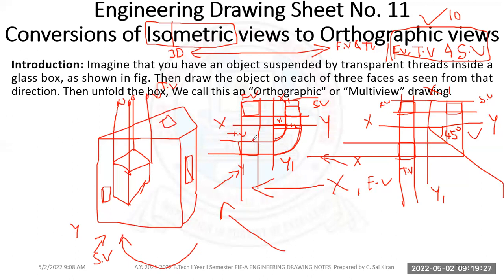so this is about the drawing projection conversion of isometric view to orthographic views. Okay, so you have a 3D object. For the 3D object, you are looking at the front view. What is this one? You are looking at the side view. What is this one? You are looking at the top view. What is this one? You are seeing here.